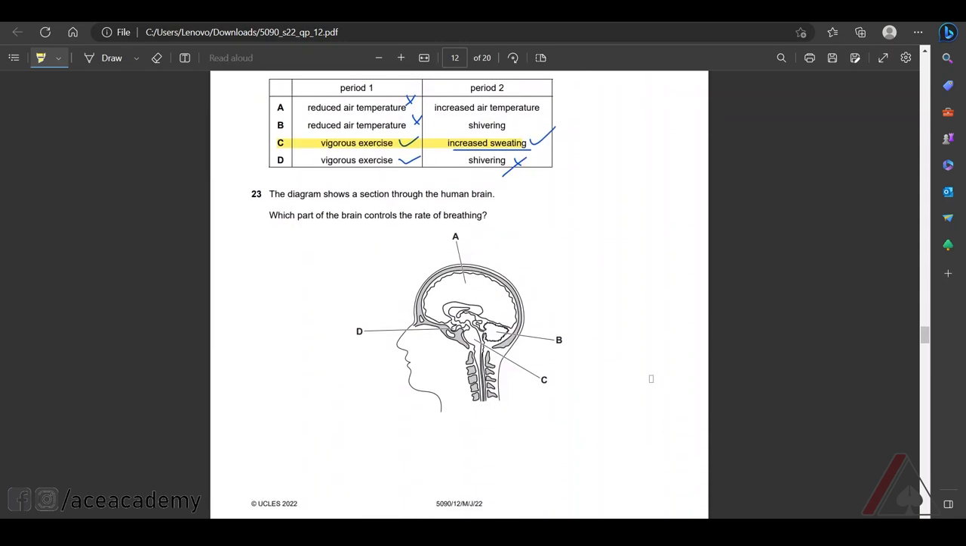Now moving on to number 23. The diagram shows a section through the human brain. Which part of the brain controls the rate of breathing? Now, the rate of breathing is actually something that happens subconsciously. We need to keep that in mind while answering this question. Option A is this region of the brain, which is the cerebrum. The cerebrum actually controls conscious processes like the words that we speak or the thoughts that come to our mind. So that has nothing to do with the rate of breathing. So A is not our answer. The cerebrum does not contribute to the rate of breathing whatsoever.